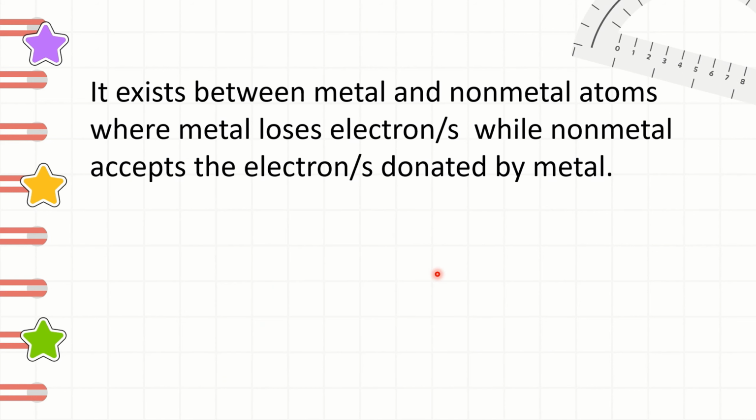Ionic bonding exists between metal and non-metal atoms. So, ibig sabihin, lagi nating tatandaan, ang ionic bonding ay nag-i-exist na between metal and non-metal ang kanilang bonding. So, that is the ionic bonding.